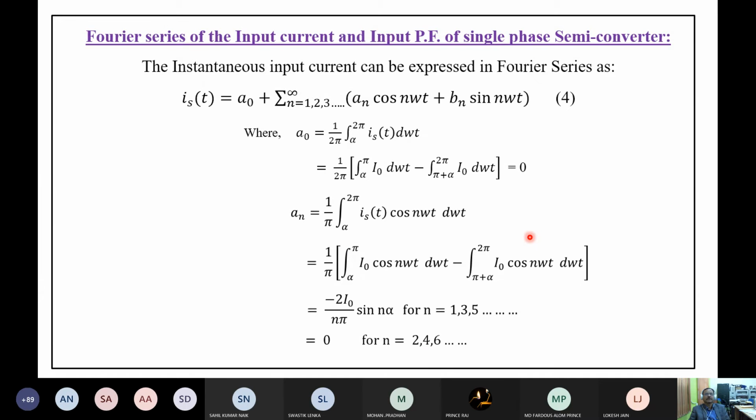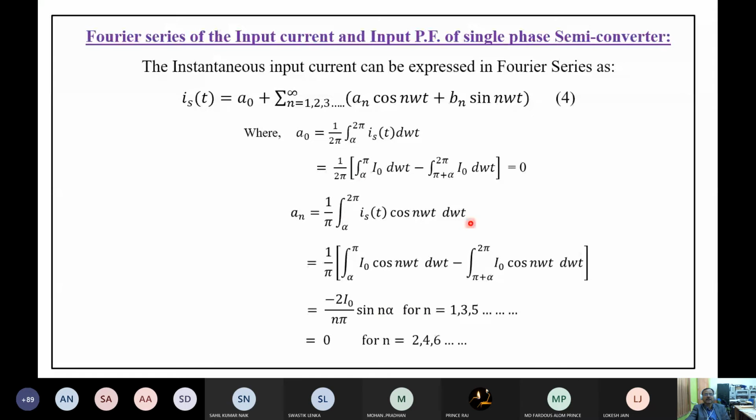Semi-converter. Here the limit will change. Everything remains same. Here it is alpha to 2 pi, not 2 pi plus alpha, because after pi the voltage is 0. So average voltage is 0 here also. There is no DC component. Your AN will be equal to minus 2 I naught by n pi sin n alpha.